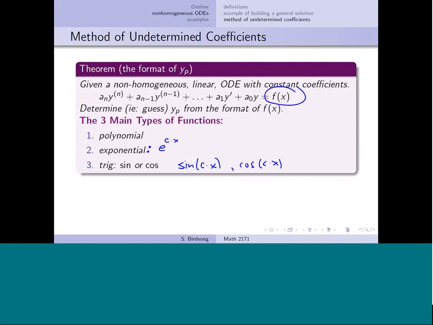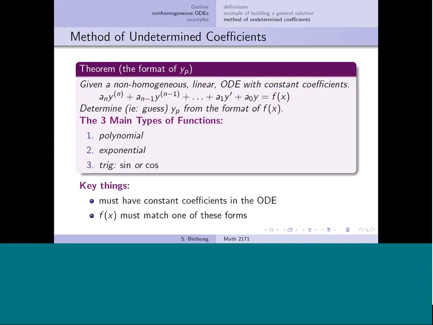Now, one of the things we're not going to see today, but we will see in the future, is you can actually have a non-homogeneous differential equation where you've got this non-homogeneous part right here, and maybe it's part polynomial, part exponential. You can adjust the method of undetermined coefficients to deal with that just fine, and we'll see how to do that in the future.